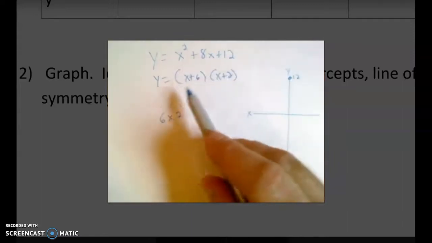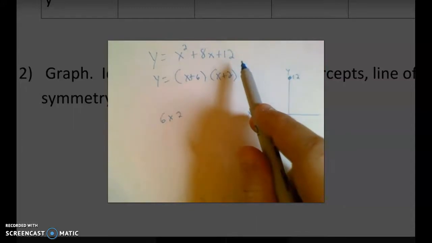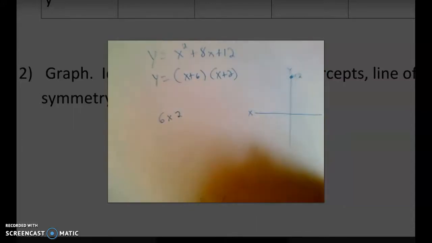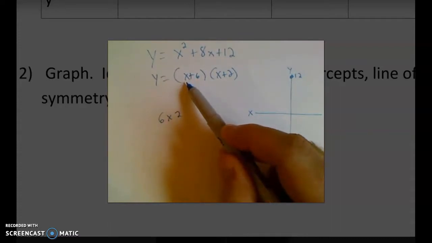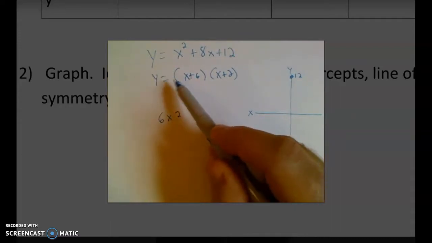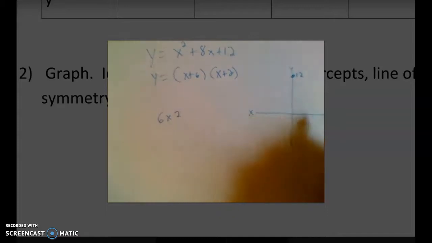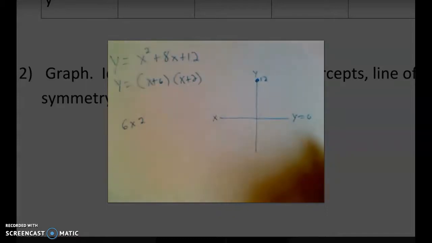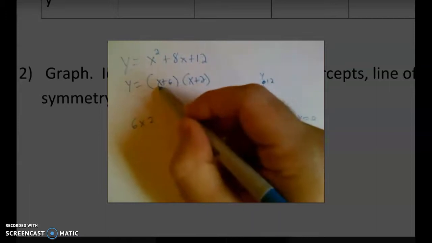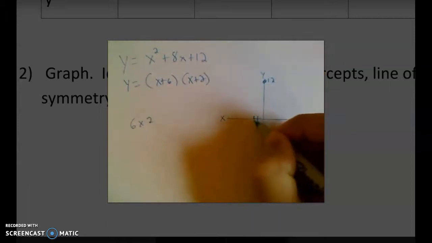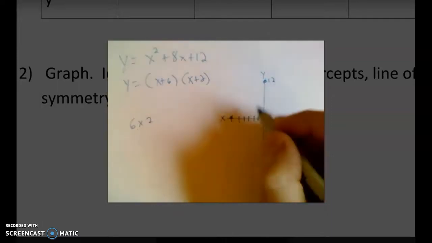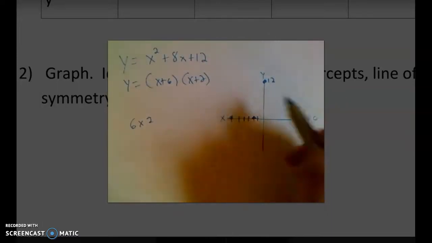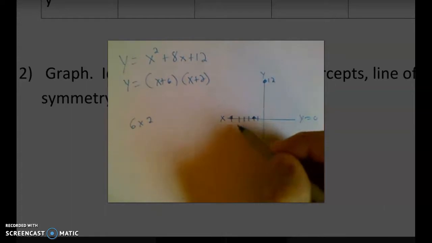Again, if that wasn't able to get factored or I couldn't figure it out, I could also use the quadratic formula. All right, so that means -6 will give me an answer of 0, because when you find the x-intercepts, that means y has to be 0. Okay. So -6 would work, and -2 would work. So now I'm starting to get where my curve is going to go through.